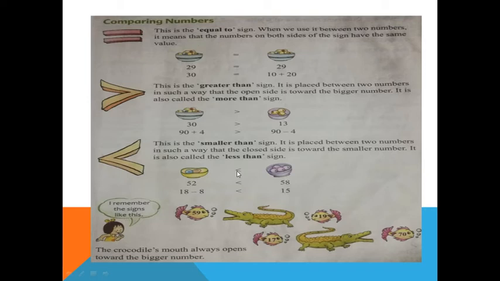It is placed between two numbers in such a way that there is an open side and a close side. This is the open side and this is the close side. Understand? Which one is the open side? It is called greater than. Which side is the closed side, or pointing side? It is less than. Hope you understand. Easy method.